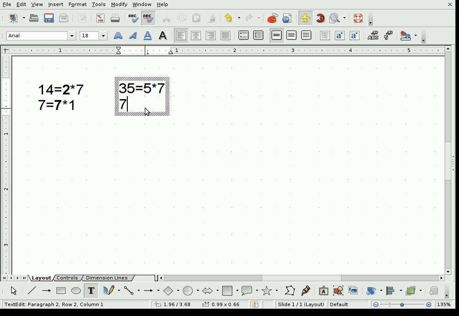And then we ask, what is 7? 7 is 7 times 1 because 7 is a prime number already and we cannot break it down into smaller prime factors. Just like with the previous one, we highlight the prime numbers. Like that. And so we have just broken the two numbers down into their prime factors.